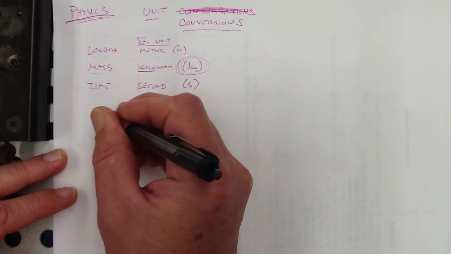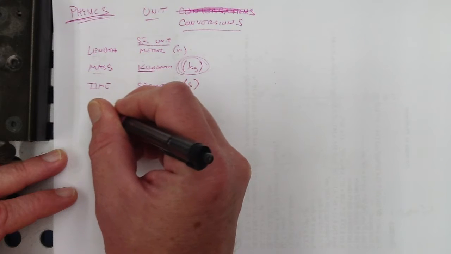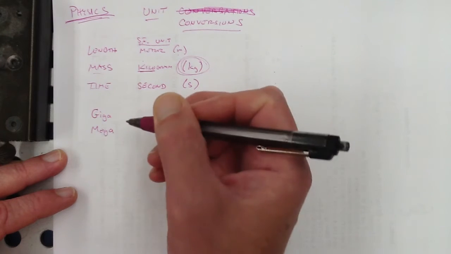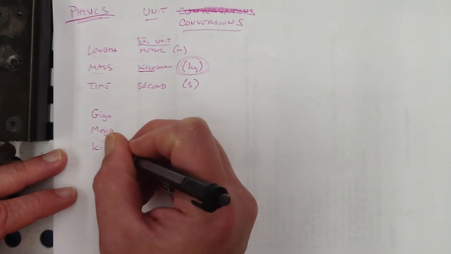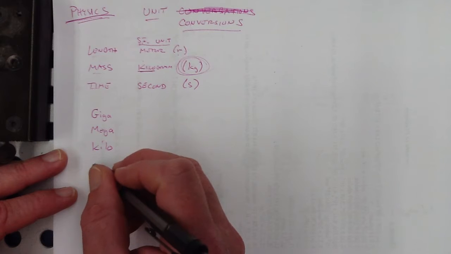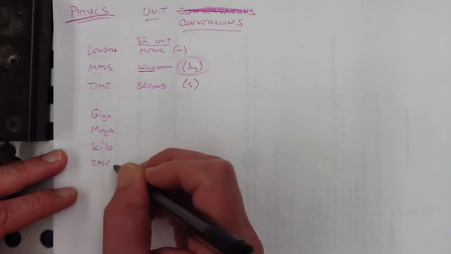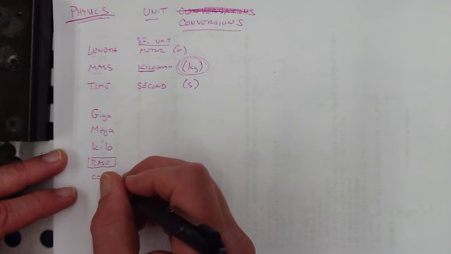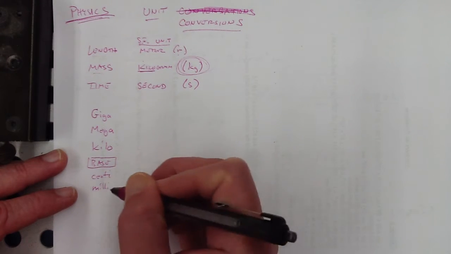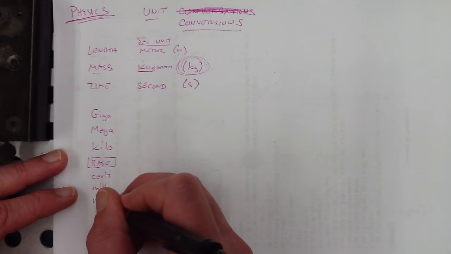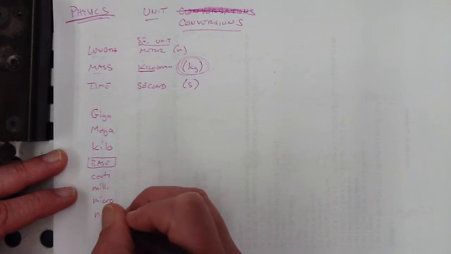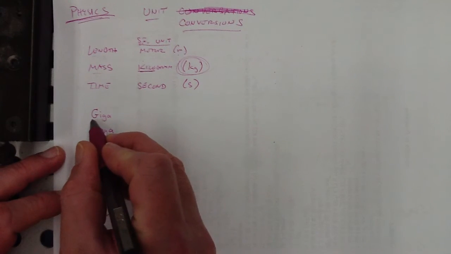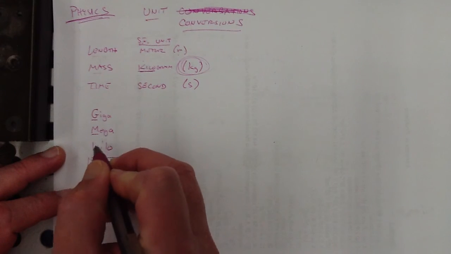Let's go from, how about, since we do a lot of computer stuff, we'll do giga, mega, kilo, and then you have your base unit. Your base unit could be a meter or a second, whatever you're attaching your prefixes to. And then we have centi and milli and micro and nano.